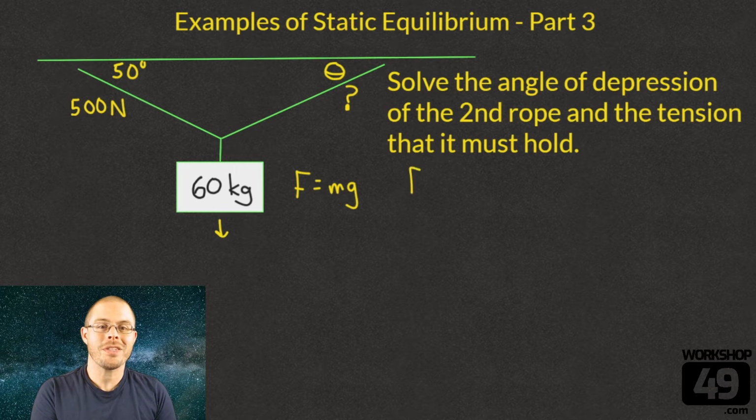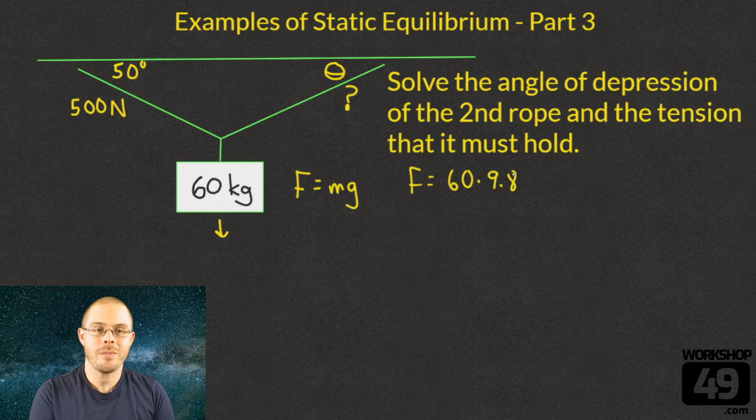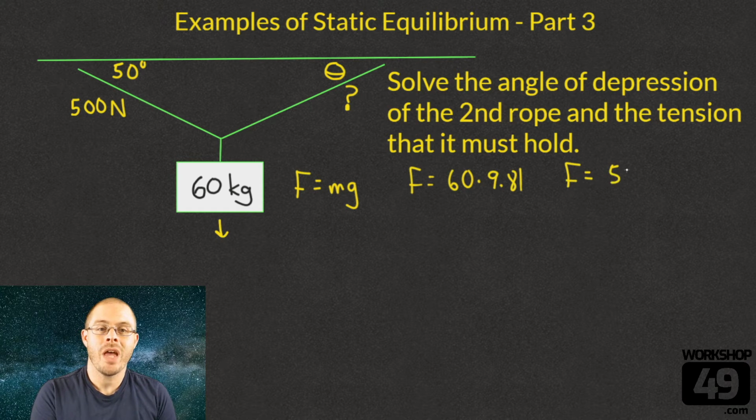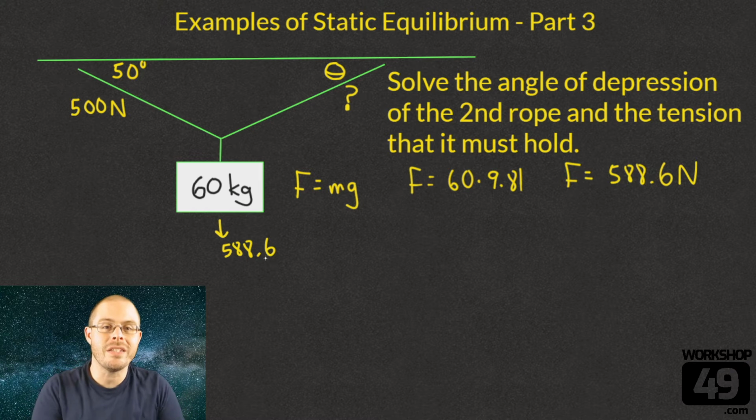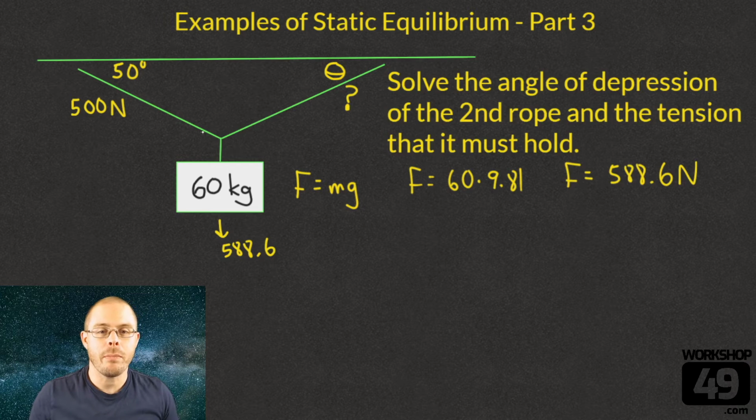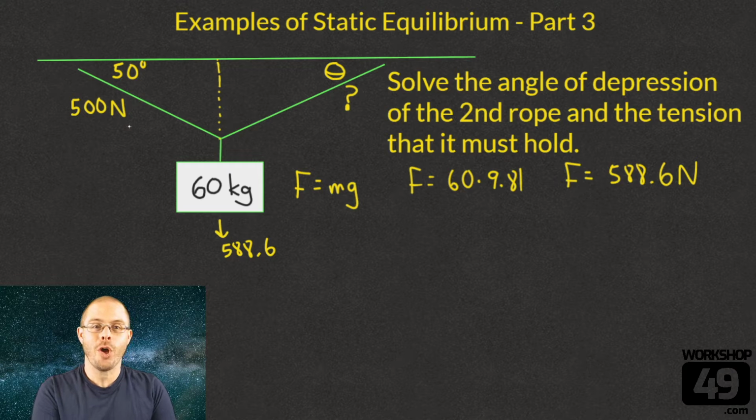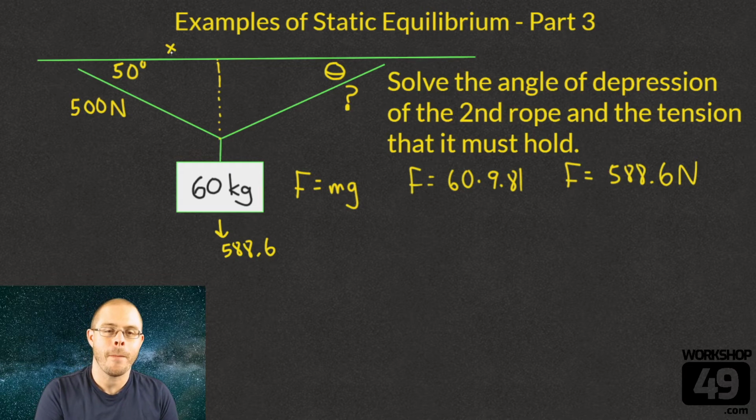The downward force is going to be gravity. Gravitational force is mass times gravity, so 60 multiplied by 9.81. The downward force of this 60 kilogram block is 588.6 newtons. That's the force pulling down. The left and the right rope must be pulling up a total of 588.6, or else this 60 kilogram load would go crashing to the ground.